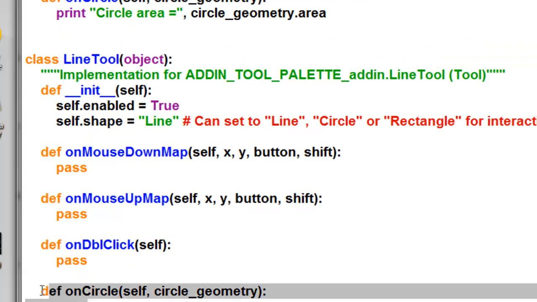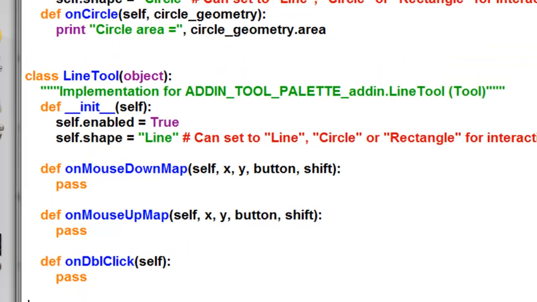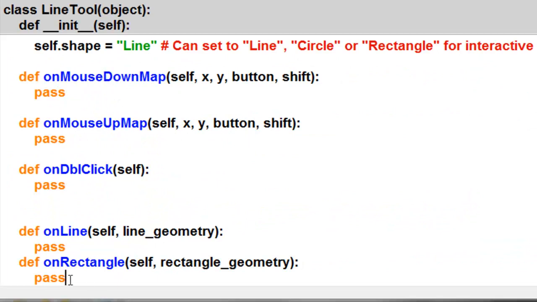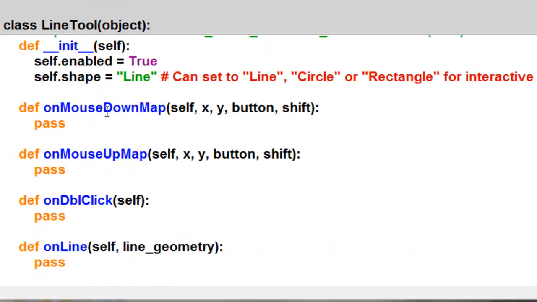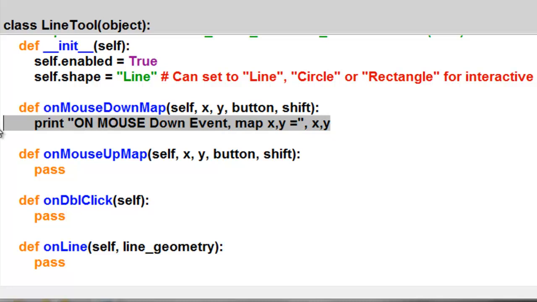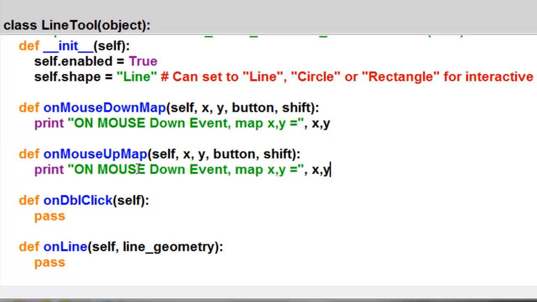And on circle we'll get rid of, and we'll get rid of on rectangle. So on mouse down event will return whenever the mouse is down the XY coordinate in the map units. So we'll print this, and then we could copy and paste this. So on mouse up, print mouse up event, and then return the XY coordinate whenever the mouse is up.